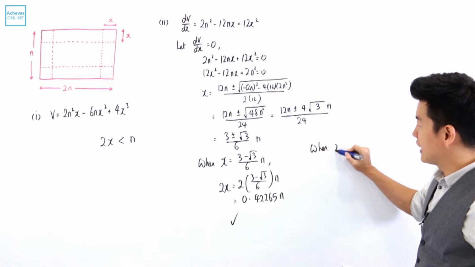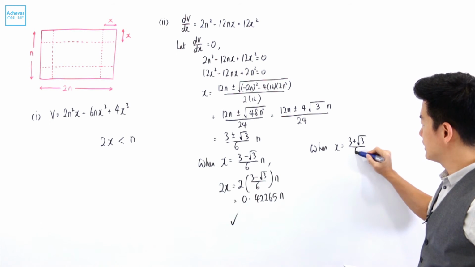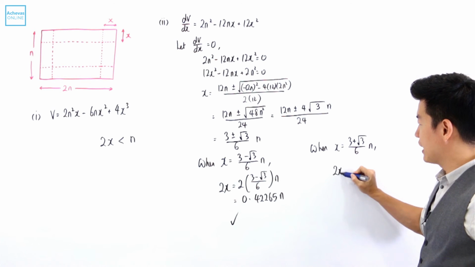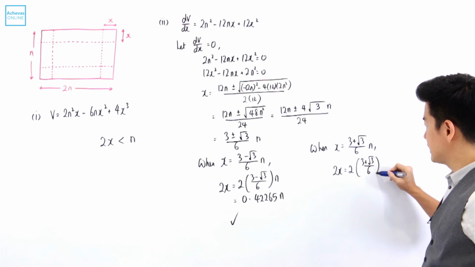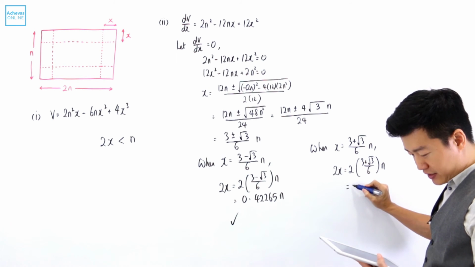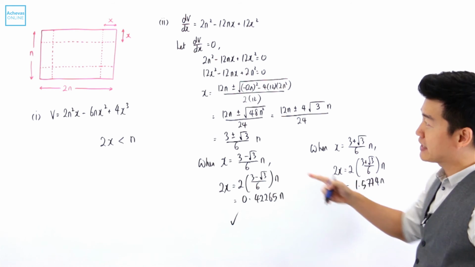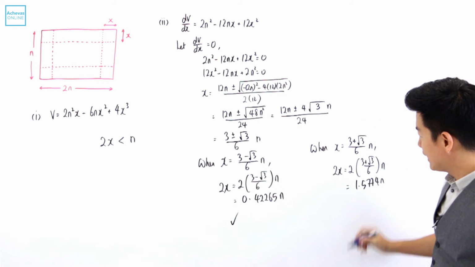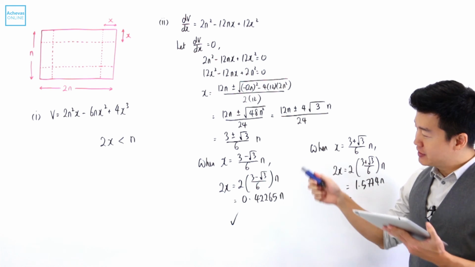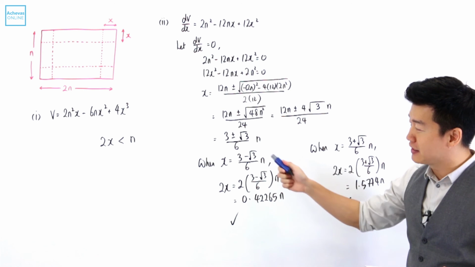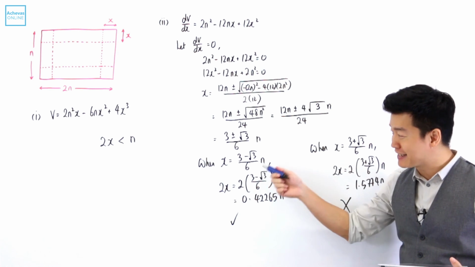The other one is when x is equal to (3 plus square root of 3) over 6 n. So 2x is going to be 2 times (3 plus square root 3) over 6 n, and 2x is going to be 1.5774n. That means 2x is now going to be bigger than n, so this value of x is not going to be accepted. That is why I'm only going to have one answer, and that one single answer is when x is equal to (3 minus square root of 3) divided by 6 of n.